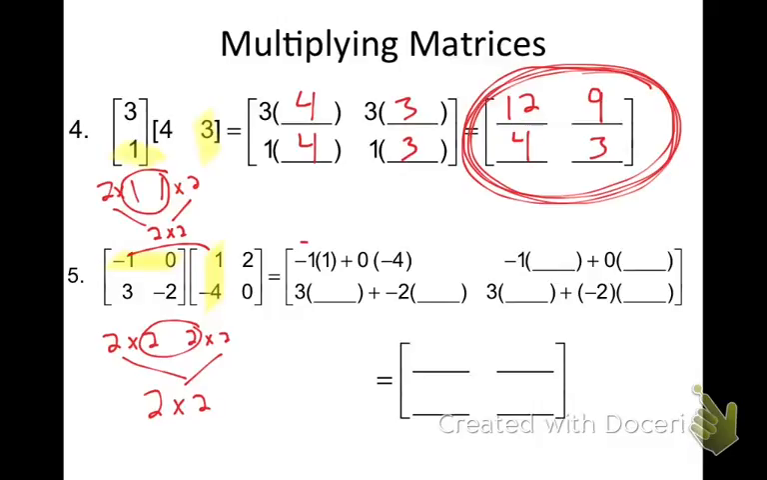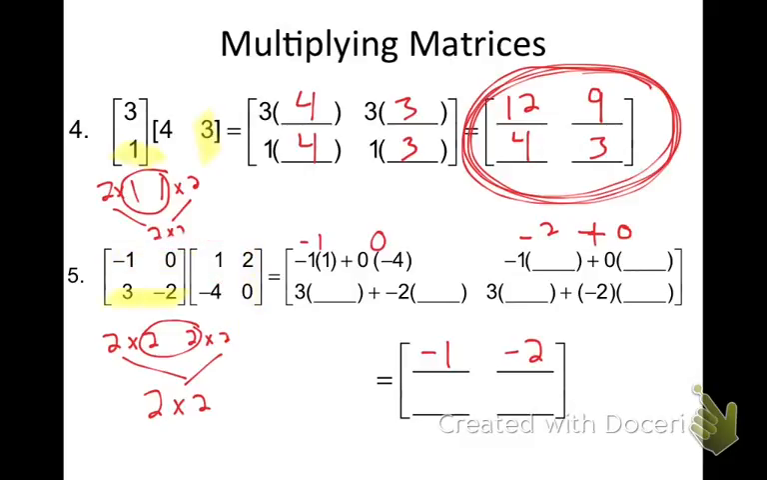Negative 1. And 0 times negative 4? 0. Negative 1 plus 0 is? Negative 1. Then we do the next one. First row, second column. What's negative 1 times 2? 0 times 0? Negative 2 plus 0 is negative 2.